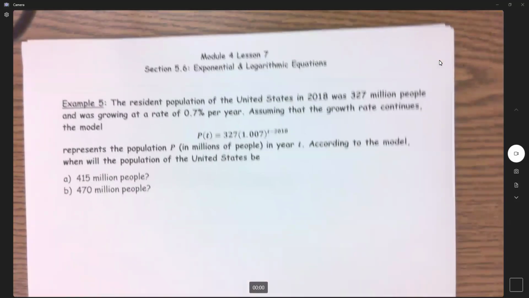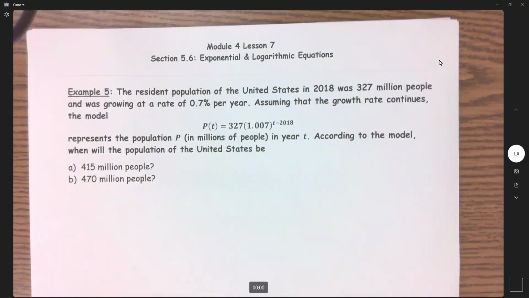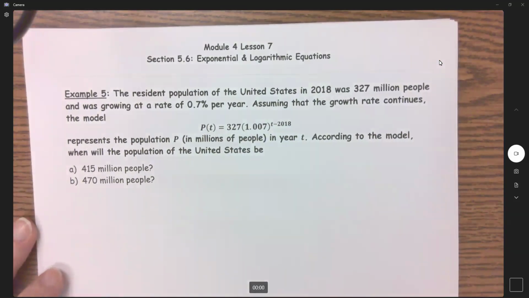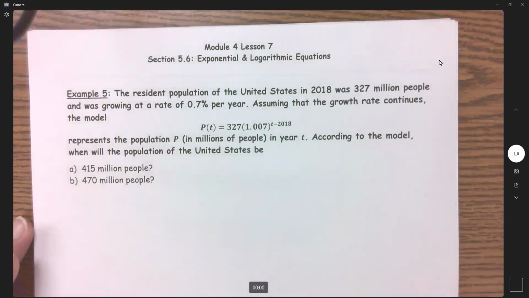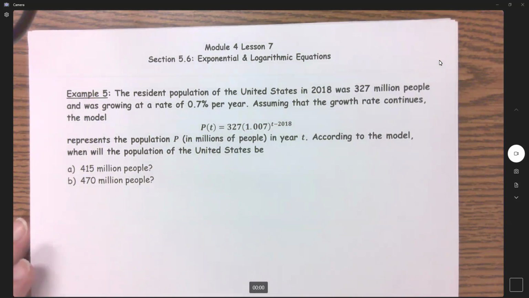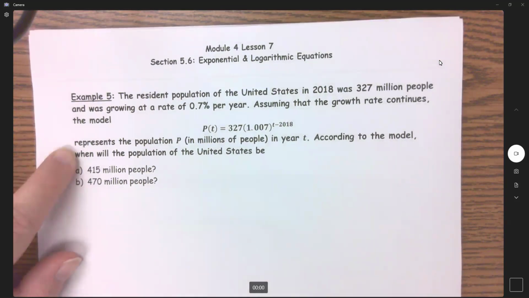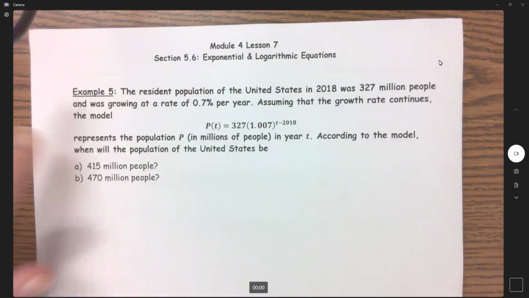Okay, example 5 is maybe a little bit harder of an exponential, but not really. And it's going to be the same thing. So the resident population of the United States in 2018 was 327 million people and was growing at a rate of 0.7% per year. Assuming that the growth continues, the model we have is P of T equals, where it represents the population P in millions of people in year T. According to the model, again, when will the population be?